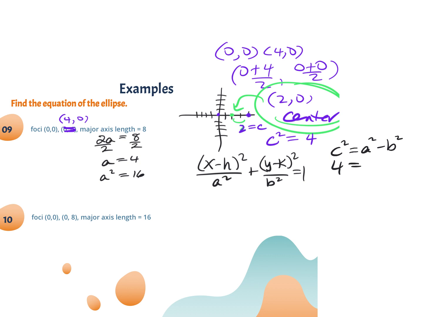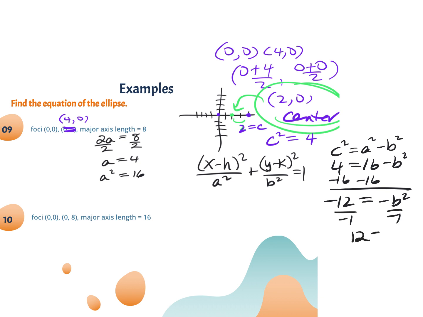Fill in a squared. And solve for b squared. Negative 12 equals negative b squared. Divide by negative 1. 12 equals b squared. You don't have to square root it because that's what we need to fill in here. And then I'm filling in the a squared with the 16.